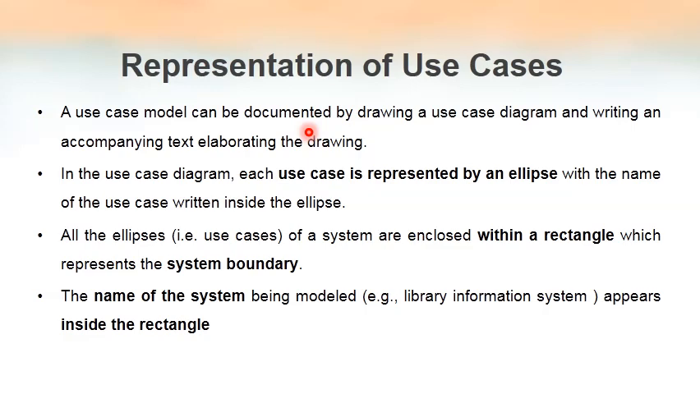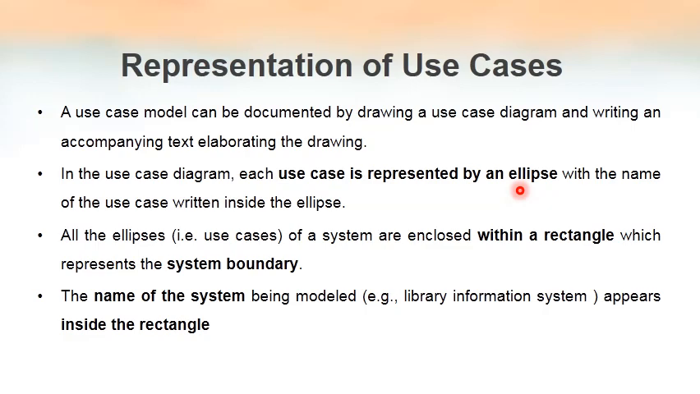It will be more clear when we see some examples. But just now, visualize a picture in which there are many ellipses, all drawn within a rectangle. All the ellipses form our use cases and the rectangle forms the boundary of our system. System means the product or the software which we are going to model. And the name of the system that we are going to represent by using this use case diagram will be written inside the rectangle.